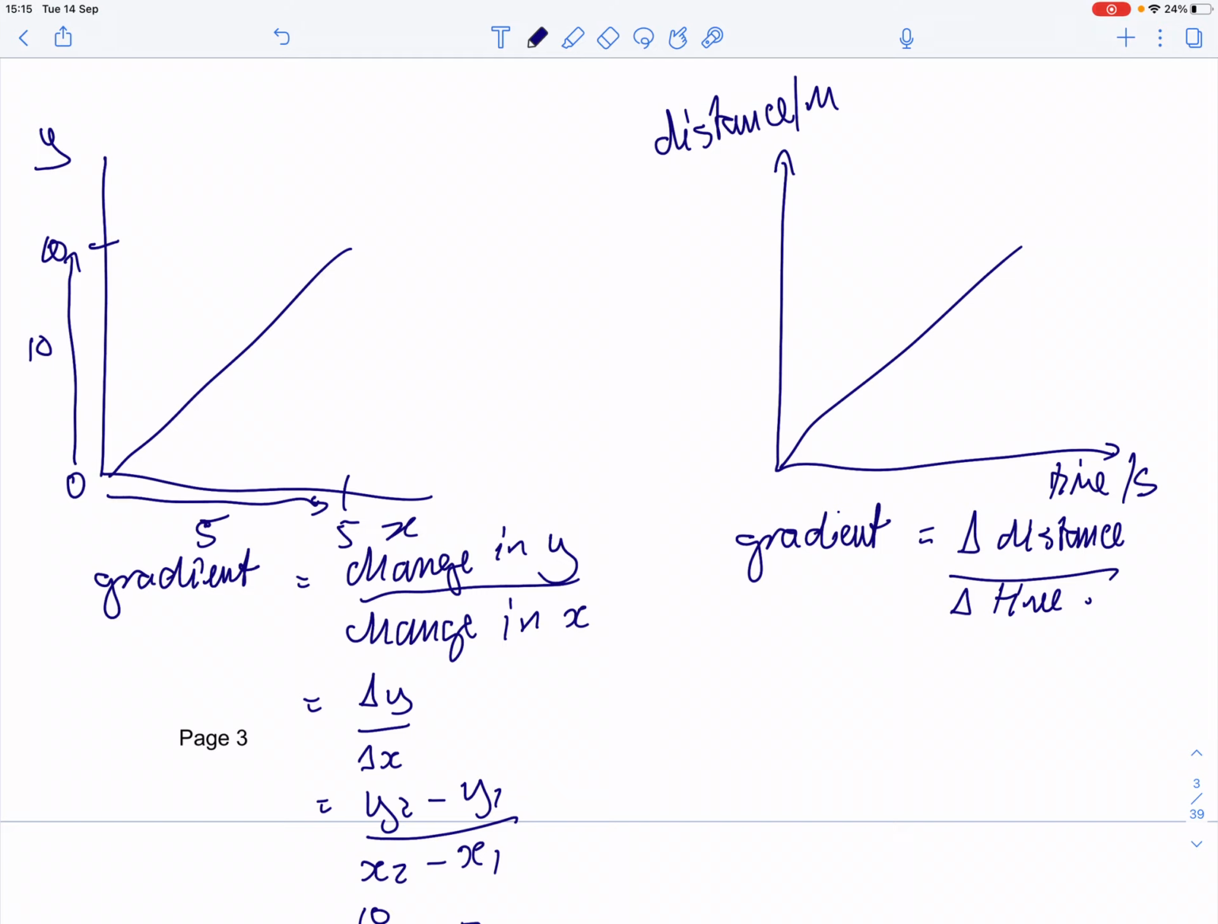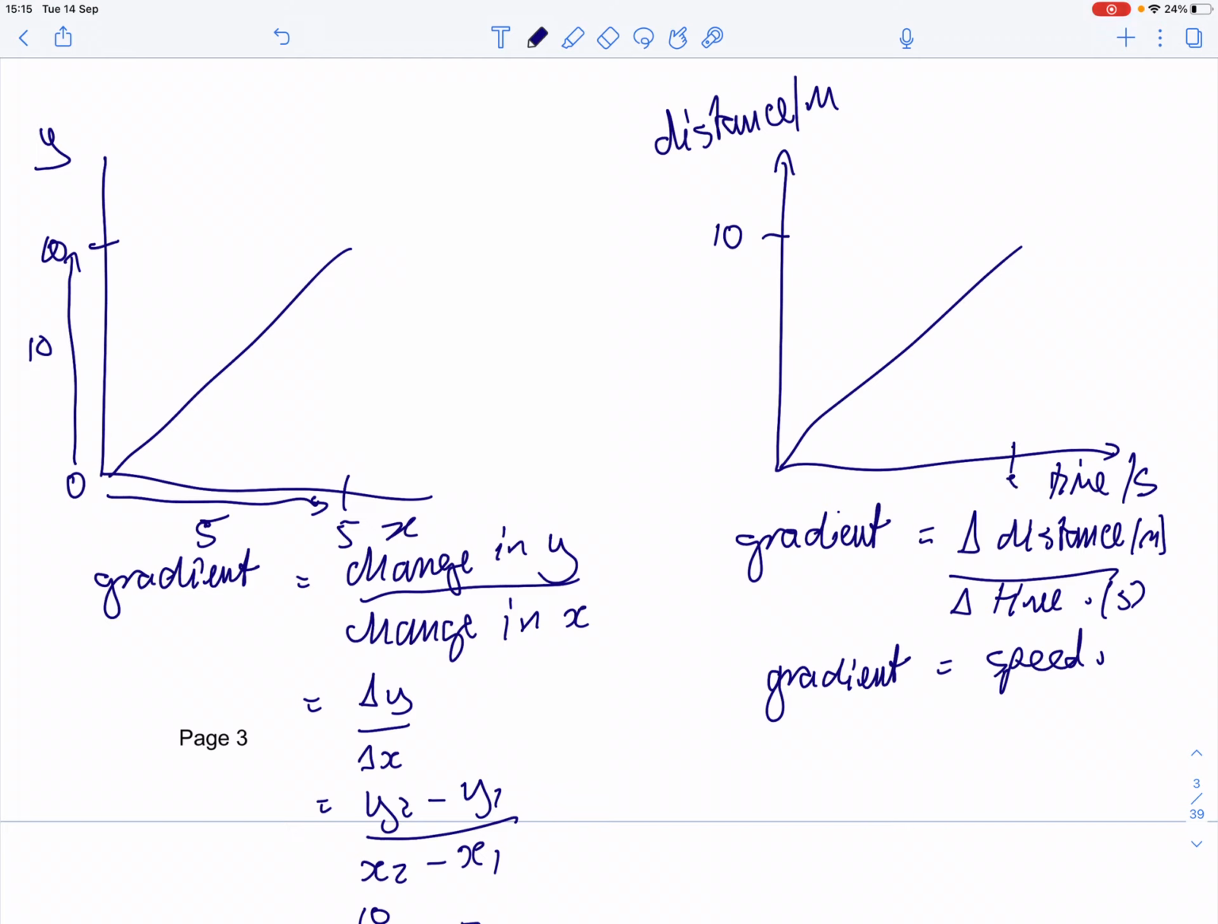And as we know from our equation calculating speed in meters per second, we end up with the gradient being equal to the speed. The gradient is the speed, it represents the speed. So the slope of that line tells you how fast the object is going.